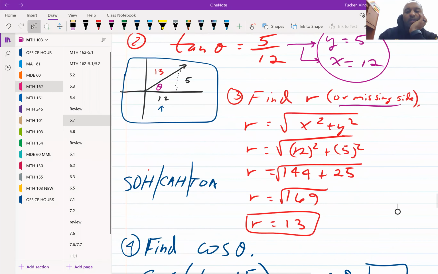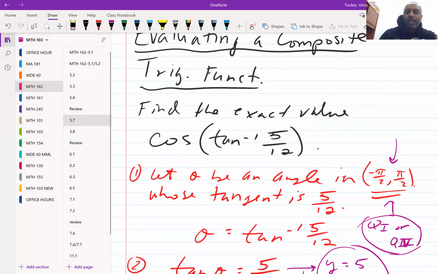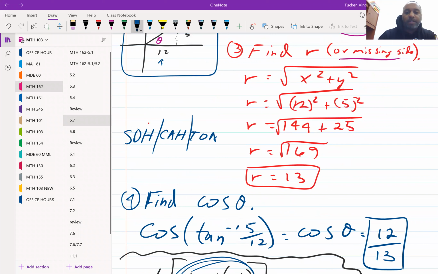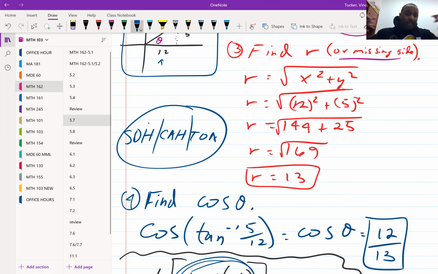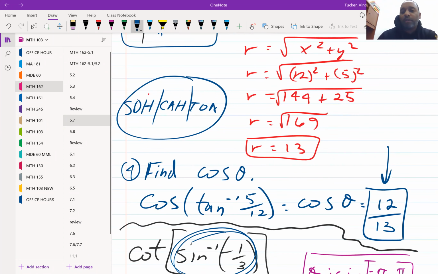So don't forget what we were actually looking for. We were looking for this, and we said this is going to be equal to theta, right? So now we're going to look at finding cosine of theta. Remember, this is theta for us now. And that's why I wrote this, just re-emphasizing SOHCAHTOA. So for cosine, I'm going to do adjacent over hypotenuse. Adjacent is our 12, that's right beside our theta. And then hypotenuse is always the longer side, that's our r, and that's 13. And so that will be our answer, 12 over 13.